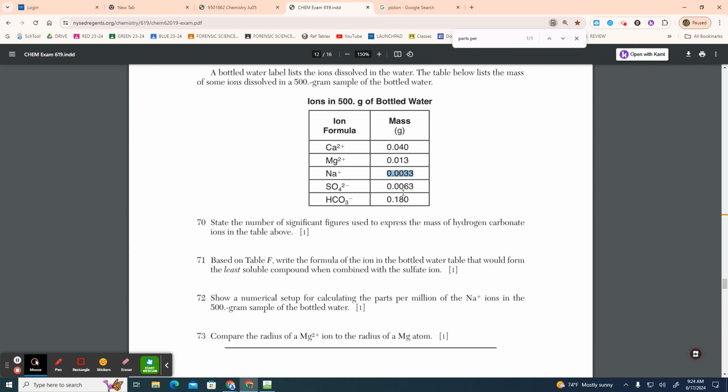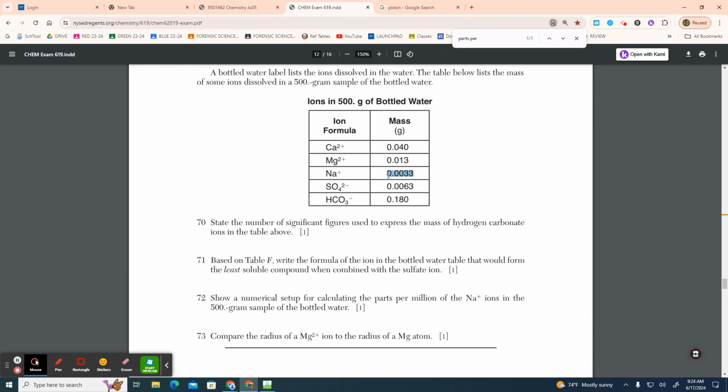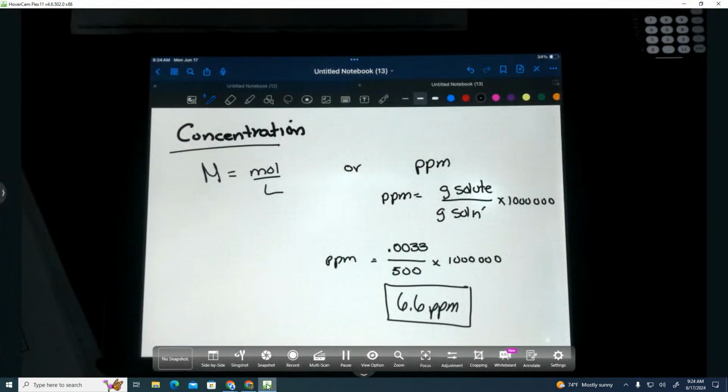That's easy. I like doing it. It's easy for me. I don't know about you. I got 6.6. Is that what we got? Oh, you can't see a thing that I'm doing. I took the grams of solute, which I got from here, over the grams of the solution, which is the bottled water, and I multiplied it by 1,000,000. Go ahead. Why did you pick up more, Grace?